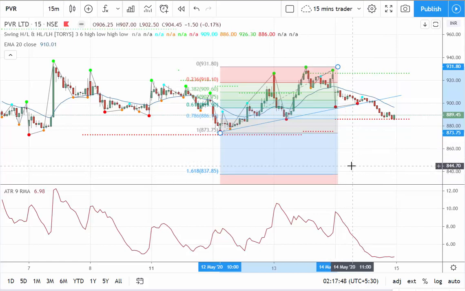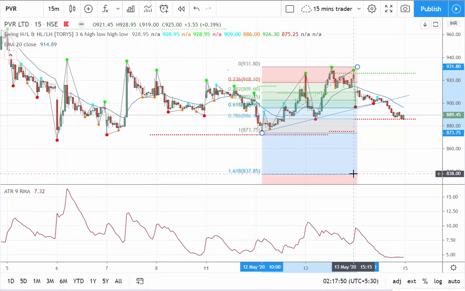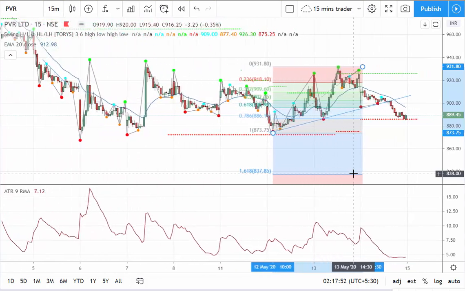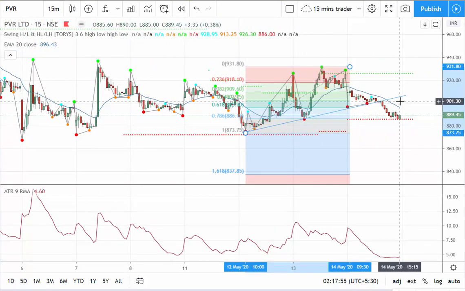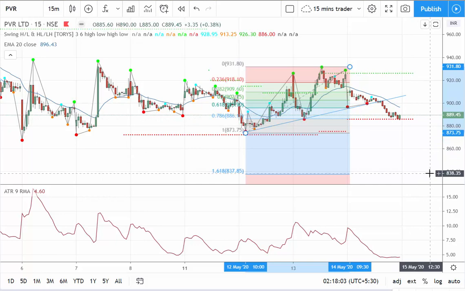I suppose PVR should be testing this 837 level until there is some reversal. There should be consolidation. Shift your stop loss to that consolidation, then wait for the candlestick reversal and keep going down. Maybe in the next 2-3 or 4 days this can be tested.